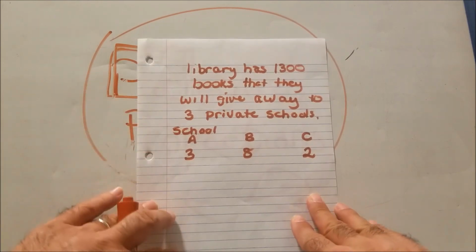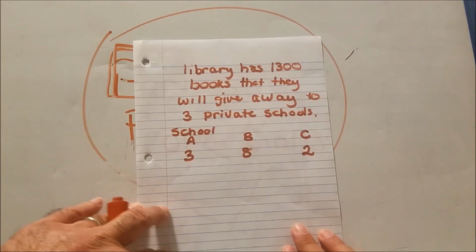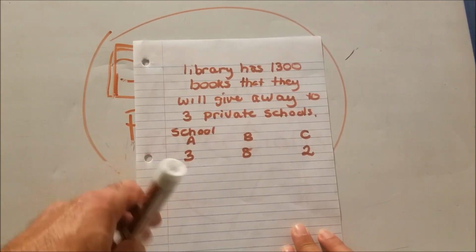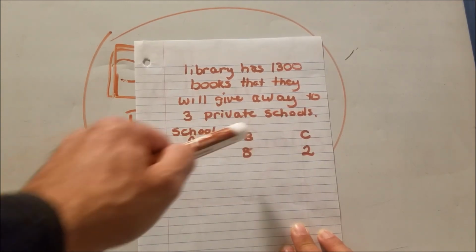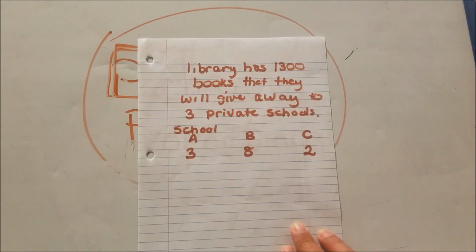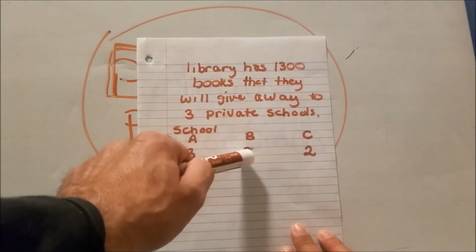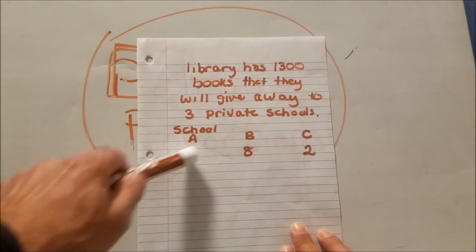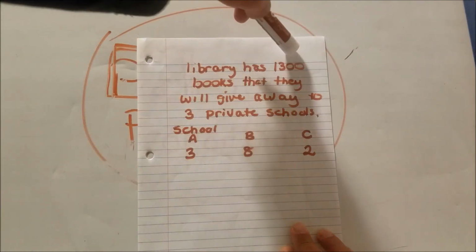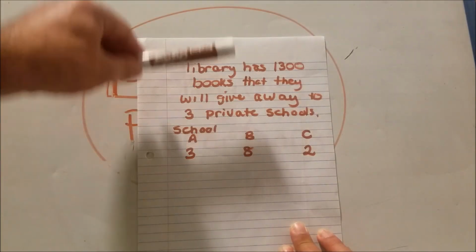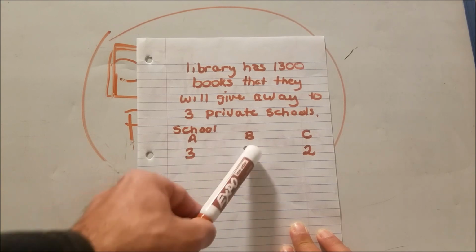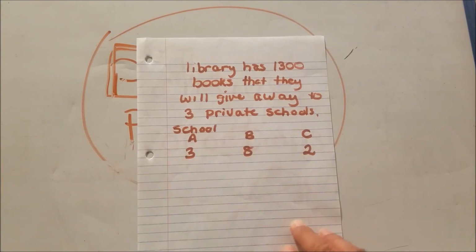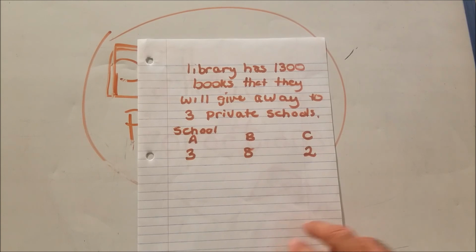All right, so here, we have a library. It has 1,300 books, and they will give away the books to 3 private schools. School A, School B, School C. Okay, and here's the ratios. So see if you can do this one. We have the ratios, we have the amount of books. So again, we're doing partitive proportions here. We know the parts, but what does each part represent? So see if you know how many books each school will get.